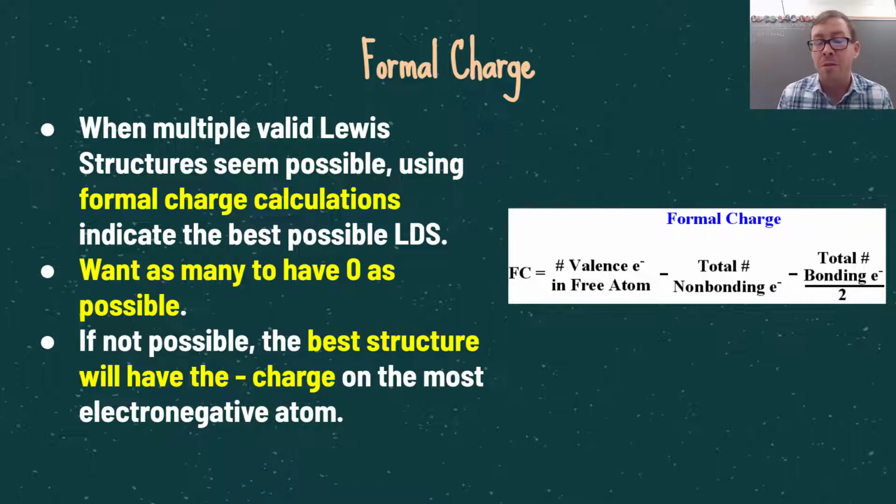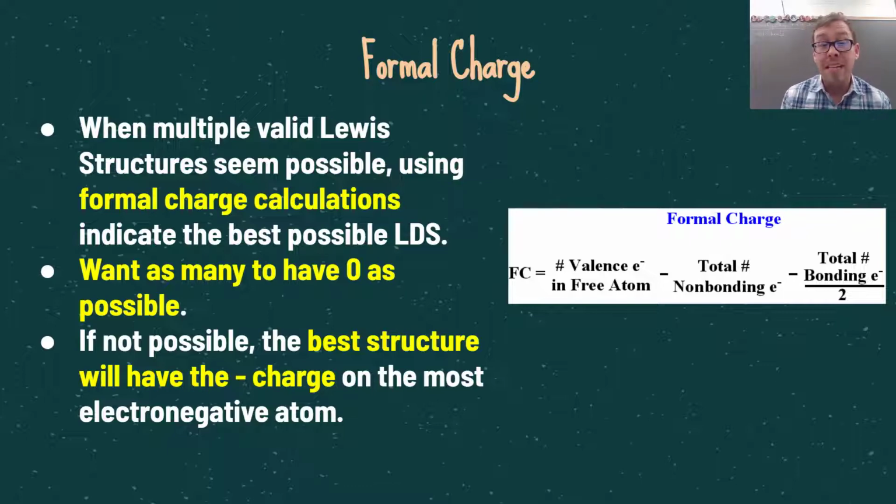In order to calculate formal charge, we're going to take the number of valence electrons in the free atom. Again, that's what's found in the periodic table. We're going to subtract the total of non-bonding electrons, that is, the total number of lone electrons on that particular atom in the Lewis dot structure. And then we're going to subtract the total number of bonding electrons divided by 2, or you can just subtract the total number of bonds attached to that particular atom.